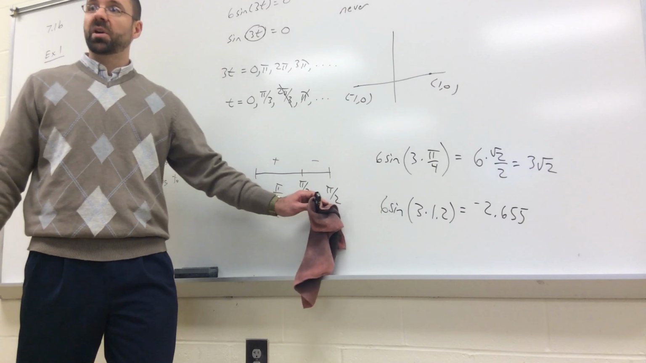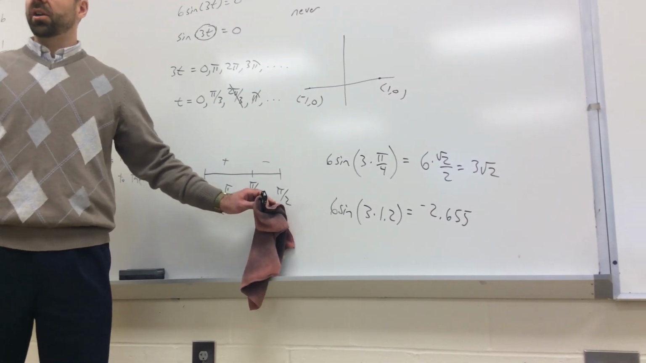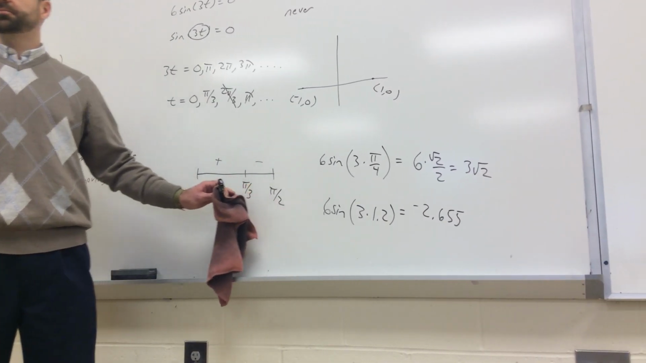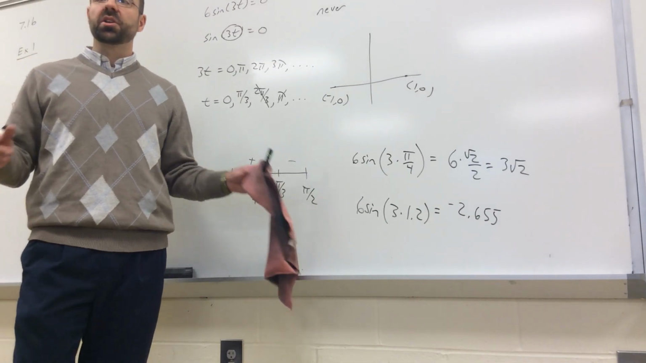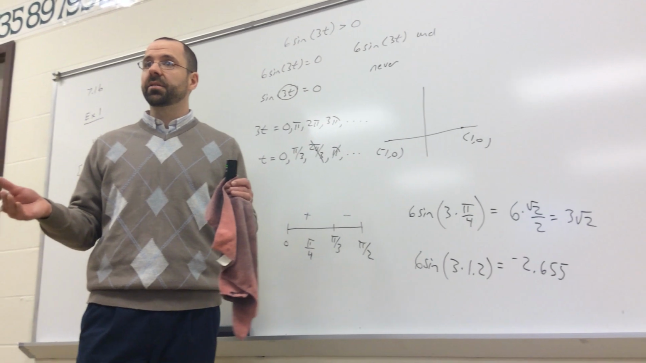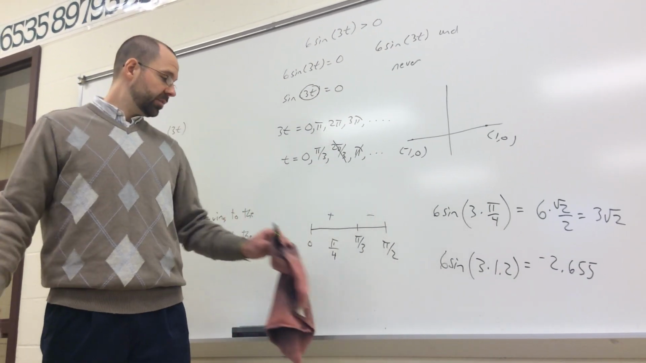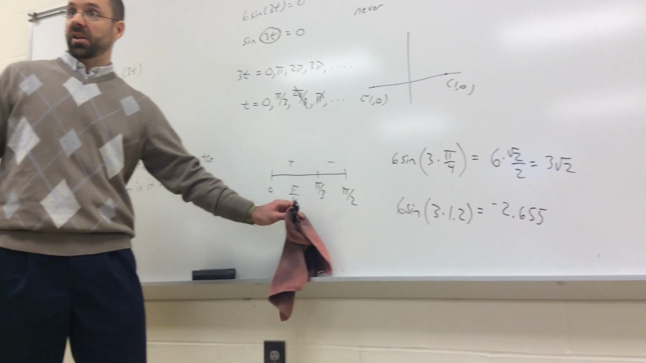In between that interval, pi over 3 and pi over 2, this velocity quantity is going to be negative. Okay, so now finally we're ready to answer the question. The question was, when is the particle moving to the right? On the interval 0 to pi over 3.